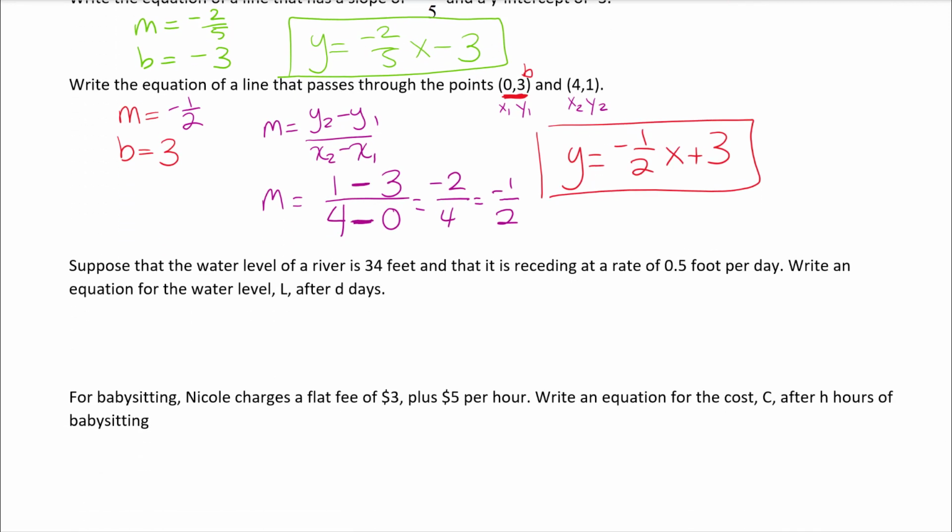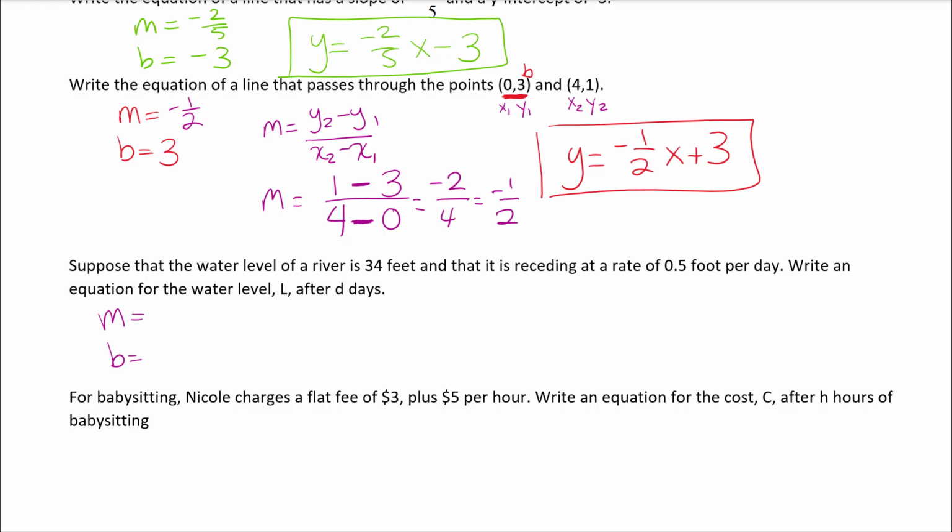And I have some word problems as well. I'm doing the same thing. I want an m and I want a b. Suppose that the water level of a river is 34 feet and that it is receding at a rate of 0.5 feet per day. Write an equation for the water level L after d days.